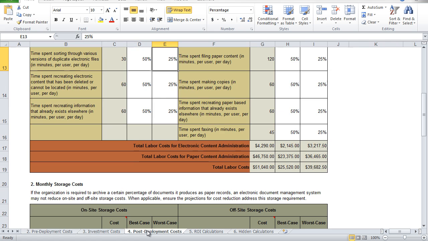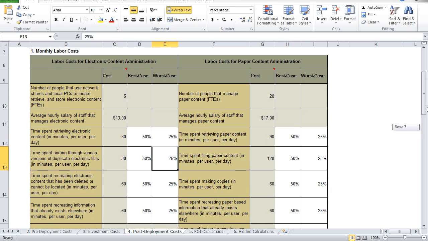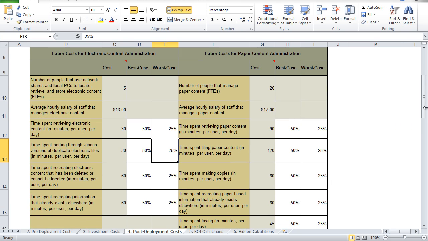And what we then asked them, or provided, was basically a best case scenario of having 50% of their staff involved with these processes, or meeting these processes. So that being the best case scenario, meaning that, if the time spent retrieving electronic content right now is 30 minutes per user per day, as we can see by this item here, we're saying that in a best case scenario, we're going to shave that to just 15. In a worst case scenario, we're going to shave that to just 25%.